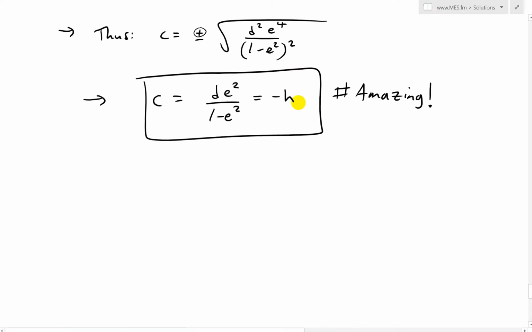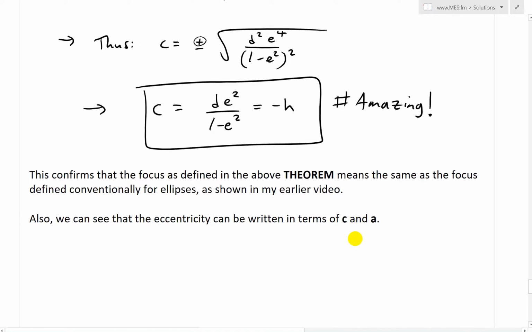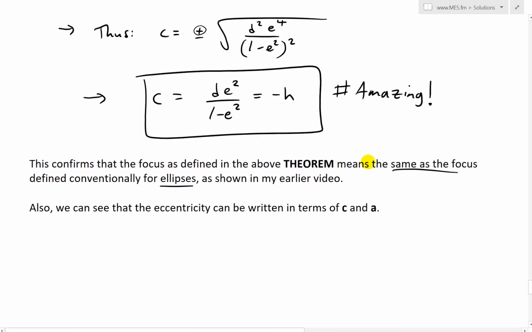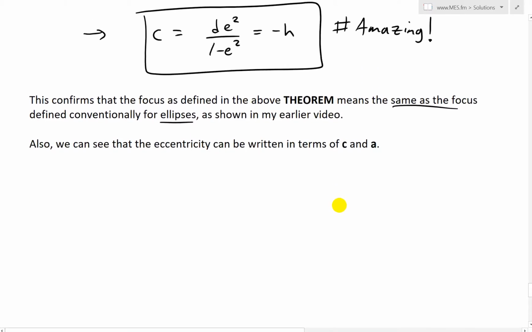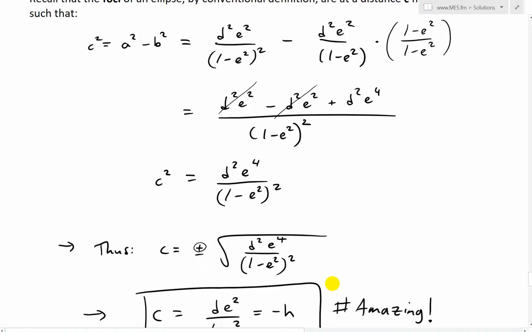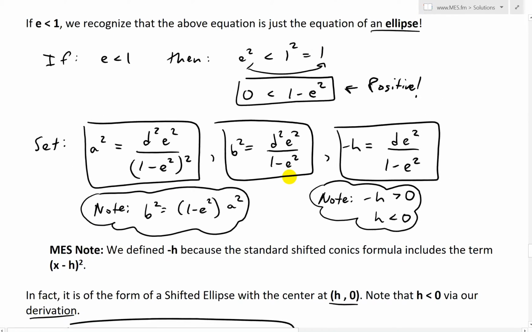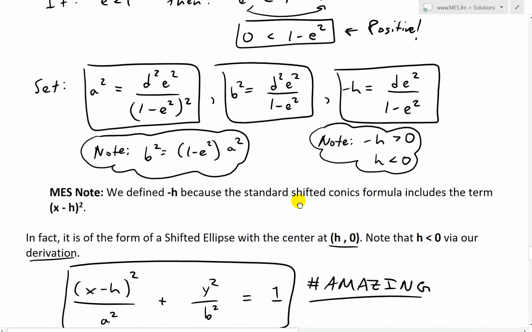And now let's go further. Basically, this confirms that the focus as defined in the above theorem means the same as the focus defined conventionally for ellipses, as shown in my earlier video. Absolutely fascinating stuff. Also, we can see that the eccentricity can be written in terms of c and a. So what we'll do now is look at the a squared formula, that's right here. We want to write e, c, and a all together. So I'm going to write this a squared over there.